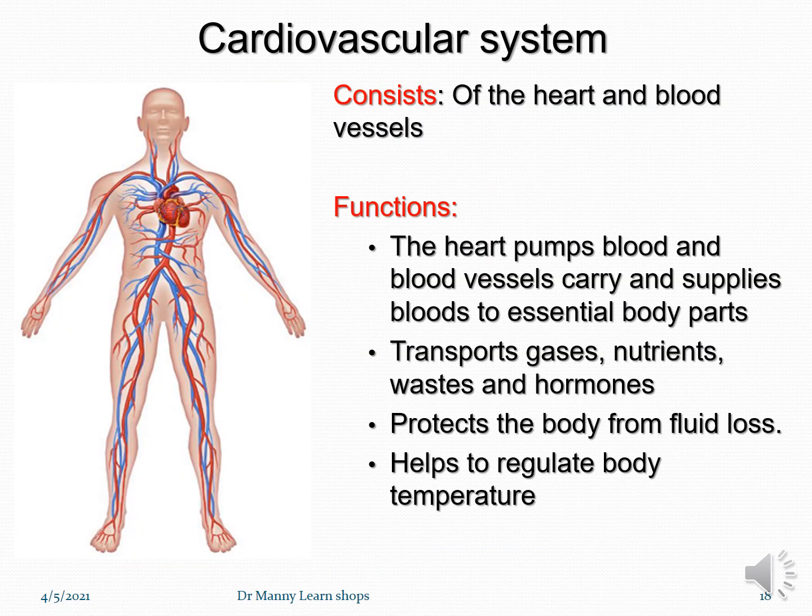Then we come to the cardiovascular system. And the cardiovascular system consists of the heart and its associated blood vessels. And the purpose of the heart primarily is to pump blood. It's a pump. It's got other functions as well, but primarily it's a heart pump. And it pumps blood into the blood vessels that supply blood to the essential parts of the body. What's its purpose? To transport gases, nutrients, wastes, hormones, and it protects the body from fluid loss. It's also important to regulate body temperature.